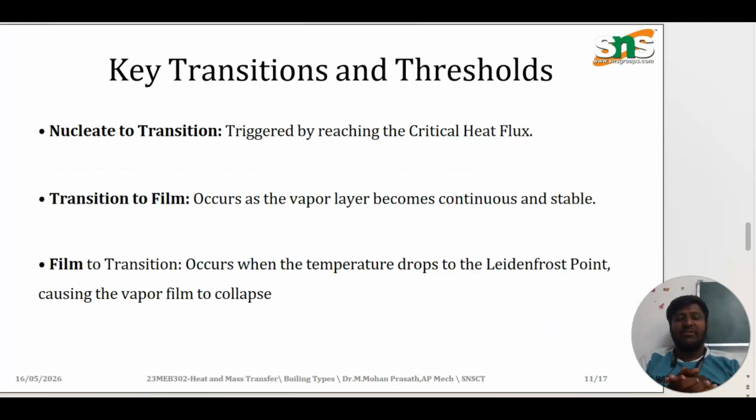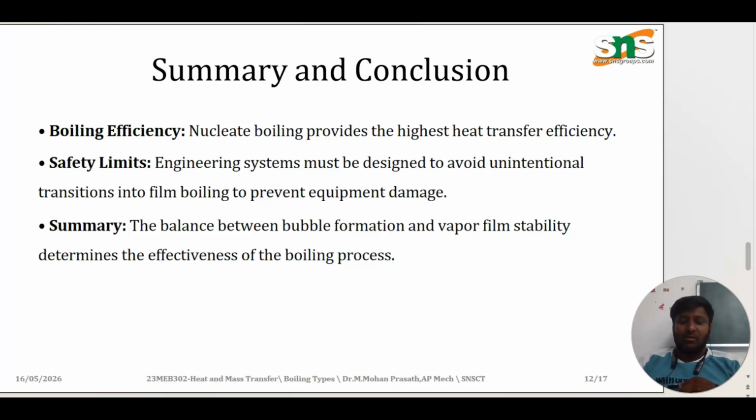Next, we discuss the heat transitions and thresholds. From nucleate to transition boiling, it is triggered by the critical heat flux. From transition to film boiling, it occurs by the formation of a vapor layer. From film to transition boiling, the vapor layer begins to decompose and finally collapse.